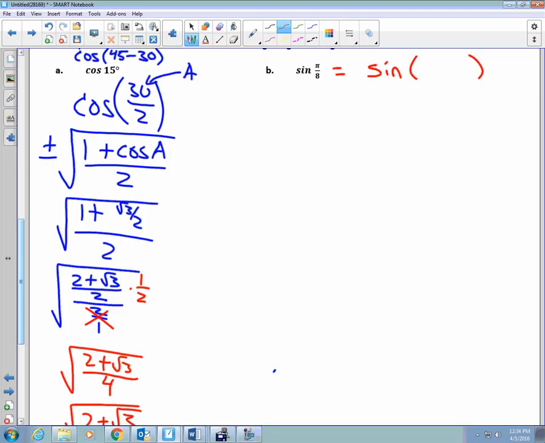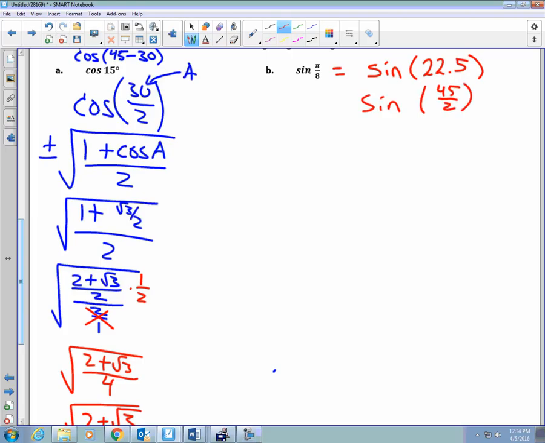We move on to sine half angle, point pi over 8. You guys probably want to convert this to degrees, right? Pi over 8 in degrees is? What's pi over 4 in degrees? 45. What's half of 45? So we have 22.5, or the sine of 45 over 2.